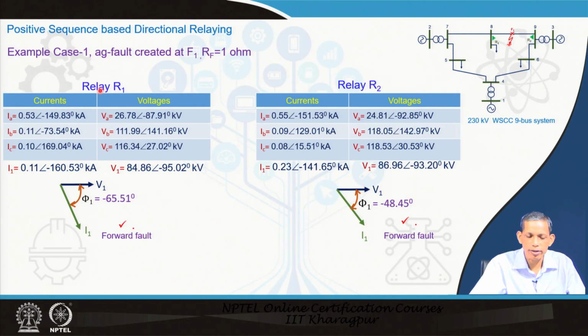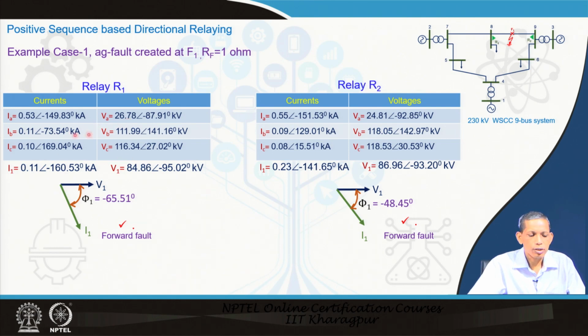So, what does the relay find? Currents IA 0.53, IB 0.11, IC 0.10. It means that these are pre-fault currents and this is the fault current. There is a load here, that is why these currents are in other phases. Now, see the voltages: VA is now 26.78, while VB and VC are much higher, close to the rated voltage. This is substantially low, it means that the fault is in phase A.